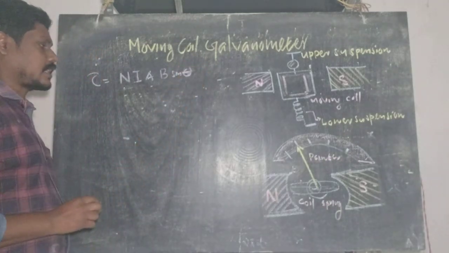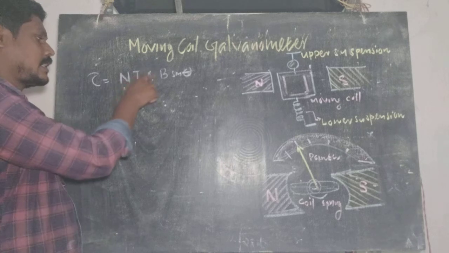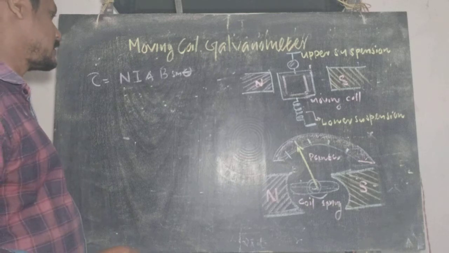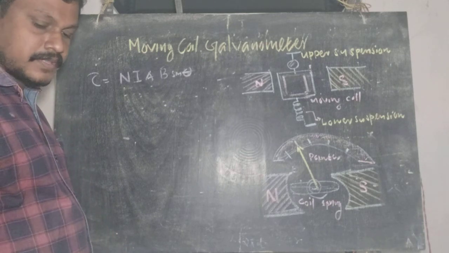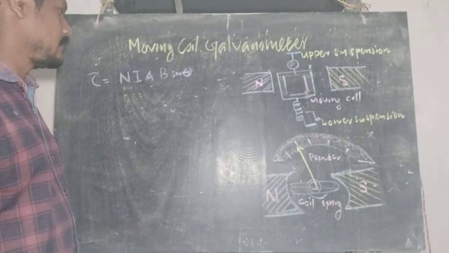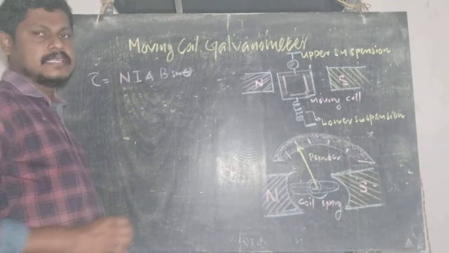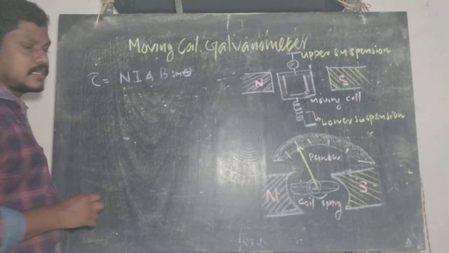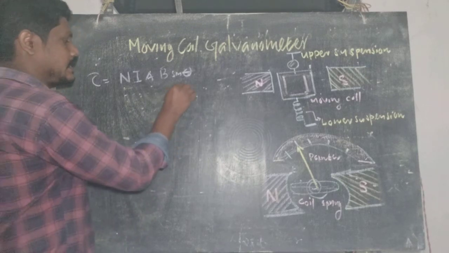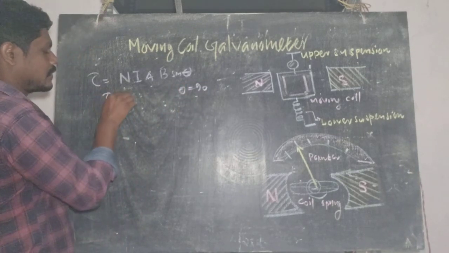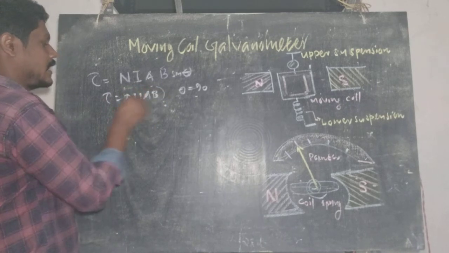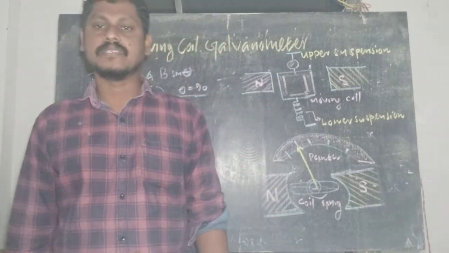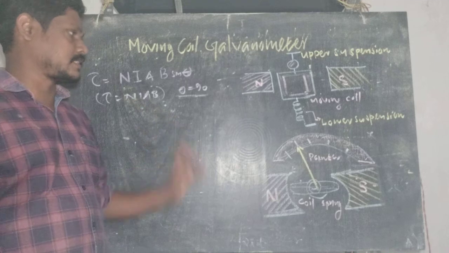That is, a coil carrying current I, having N number of turns and plane area A, held in a magnetic field of intensity B such that the angle between the normal to the plane of the coil and the direction of magnetic field is theta, experiences a torque NIAB sine theta. And when the angle between the normal to the plane of the coil and the magnetic field is 90 degrees, the torque is maximum, which is given by NIAB.